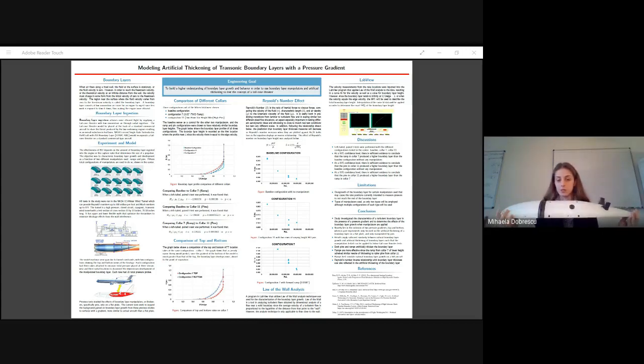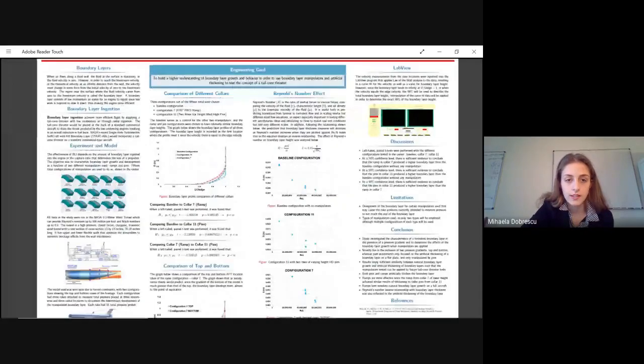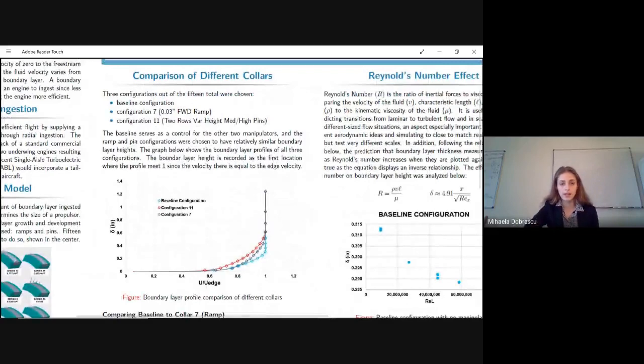We did this with a model that looked exactly like this. This is the exact same size as the model used. It is a semi-span model, and it had 3 rakes at 3 different locations as shown here that all measured pressure, and that's how we got the data for the experiment. I looked at 3 different configurations: a baseline, 1 ramp, and then pins. So baseline, configuration 7, configuration 11.